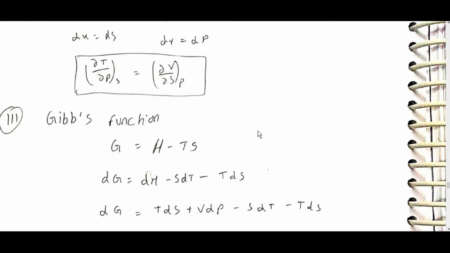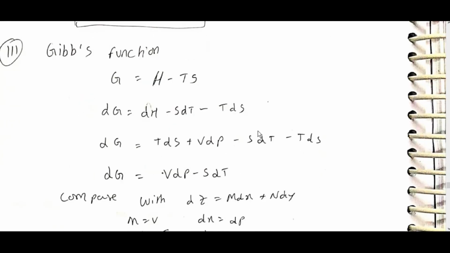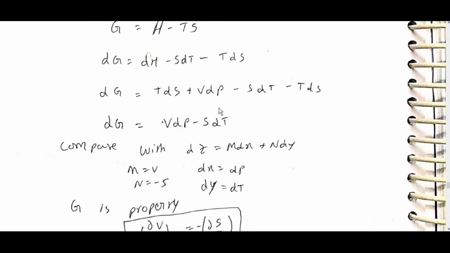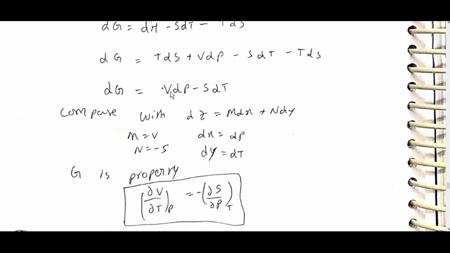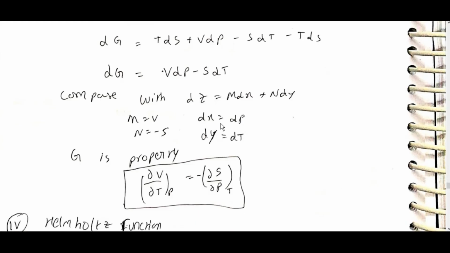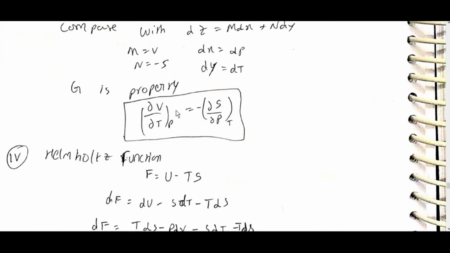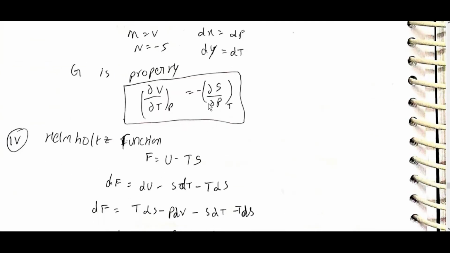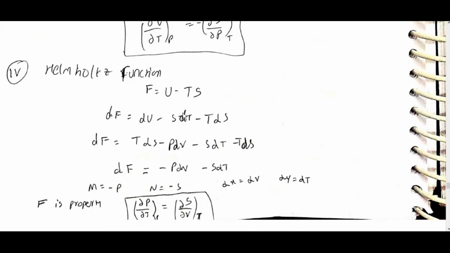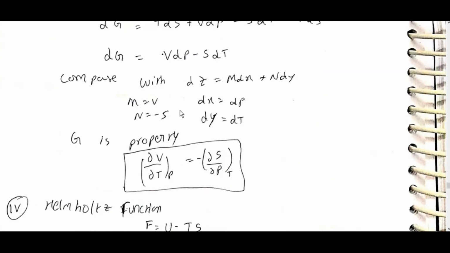Gibbs function g is equal to h minus Ts. dg is equal to dh minus sdT minus Tds. dg is equal to Tds plus vdp minus sdT minus Tds. dg is equal to vdp minus sdT. Compare with dz is equal to M dx plus N dy. M is equal to v, N is equal to minus s, dx is equal to dp, dy is equal to dT. g is a property, dou v by dou T at constant pressure is equal to minus dou s by dou p at constant temperature.